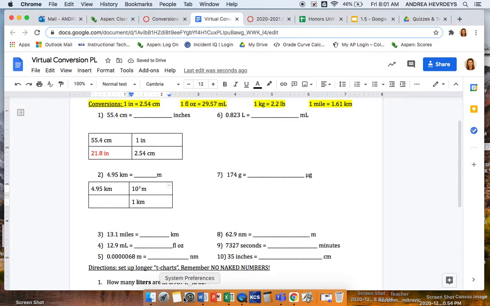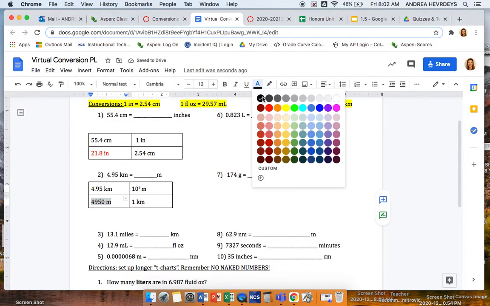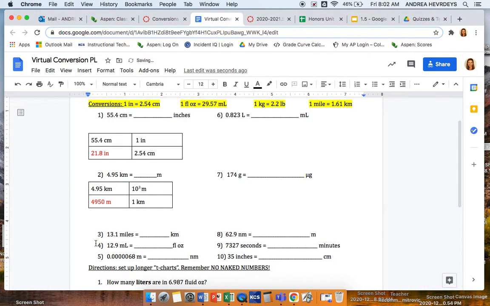A lot of you guys, alternatively, were just writing like 1E3, and that works as well, okay? So I know I'm going to multiply across and divide by the bottom, and so that gives me 4,950 meters. And again, I can highlight that or color code it or do whatever you'd like to do, right?